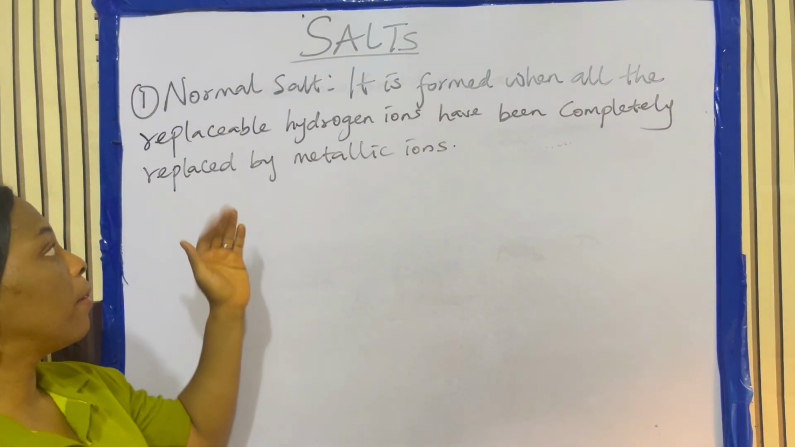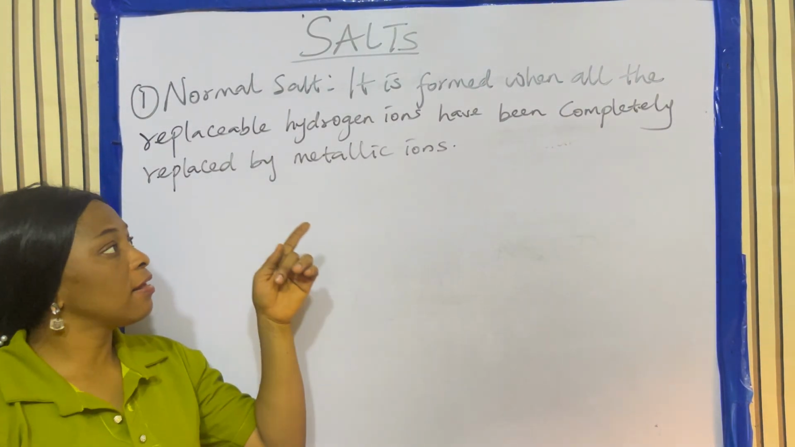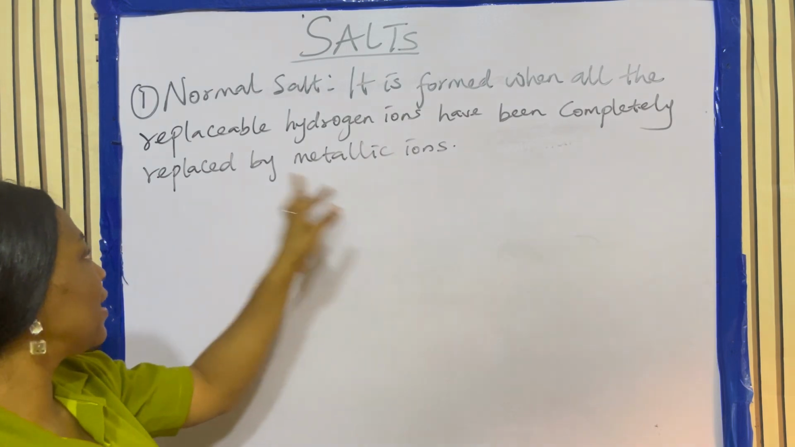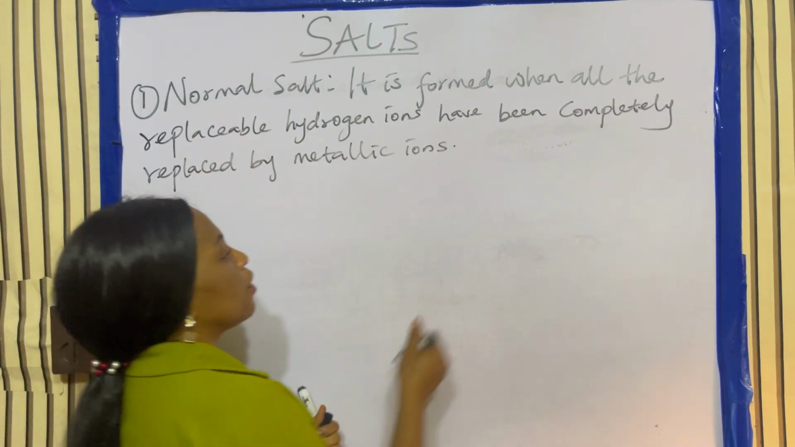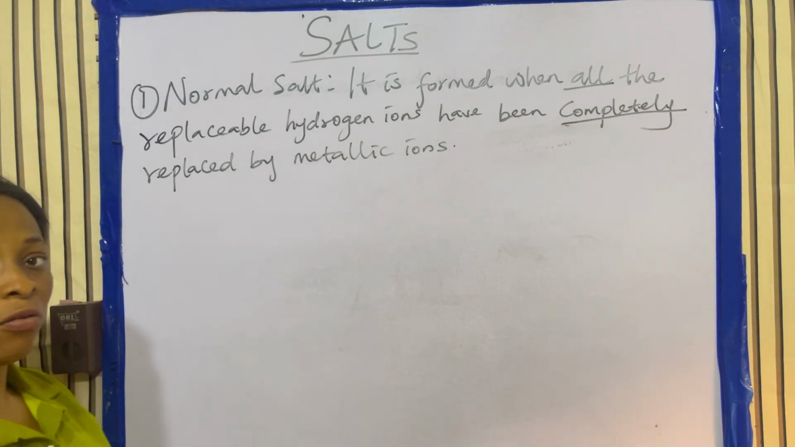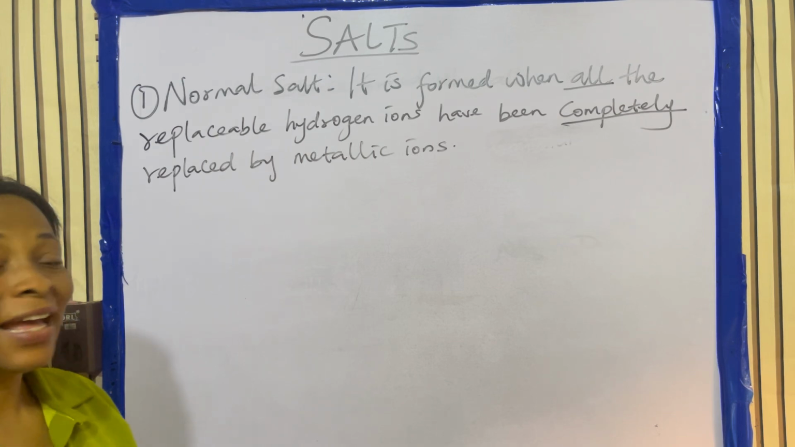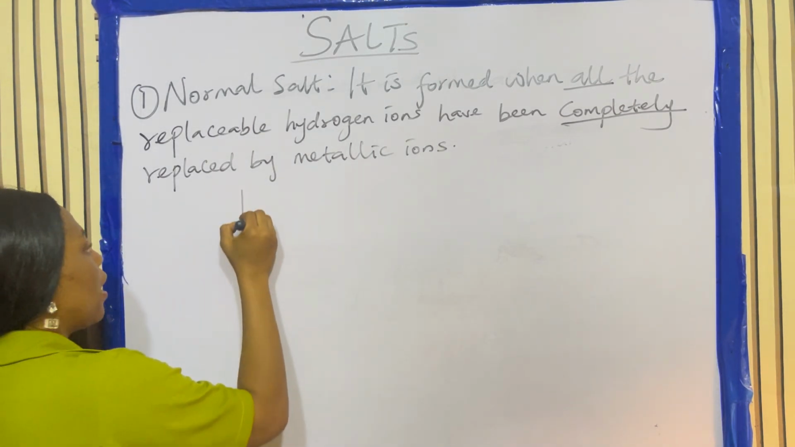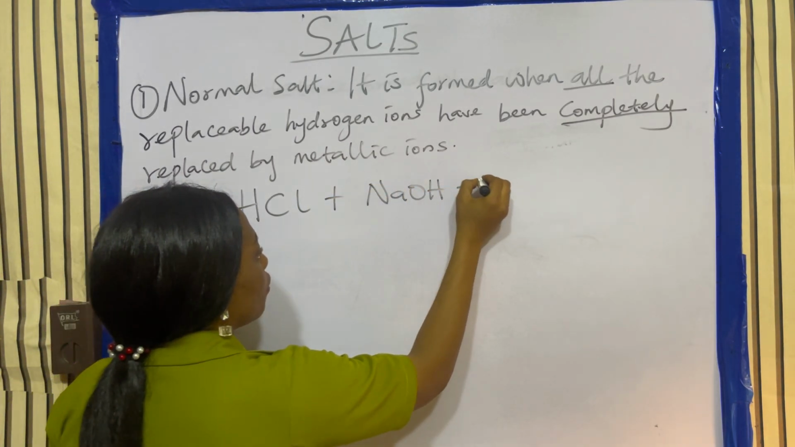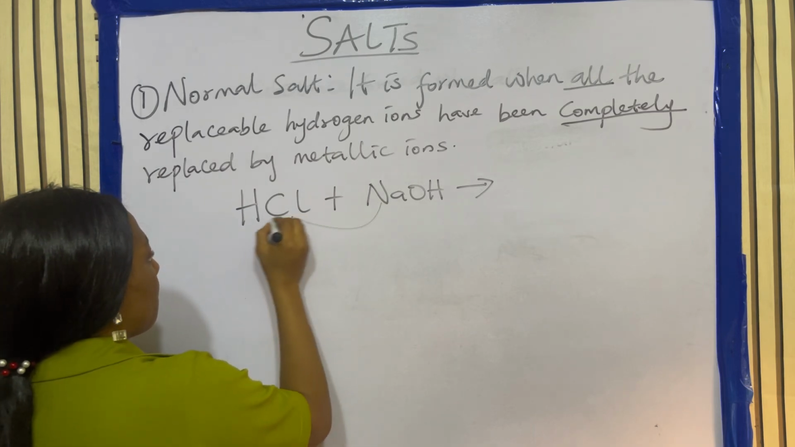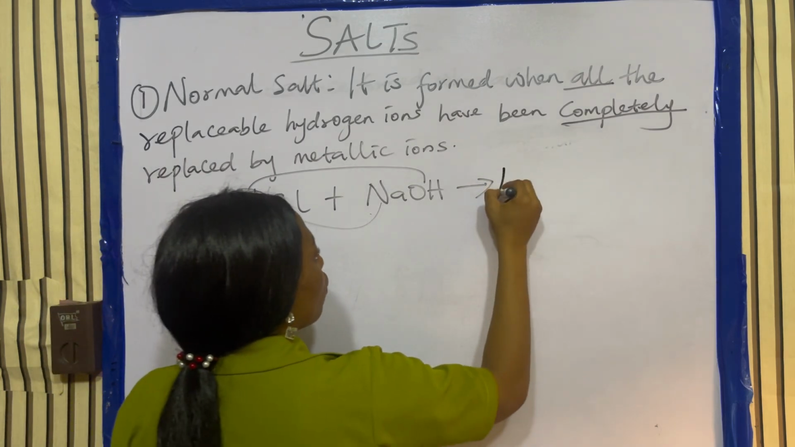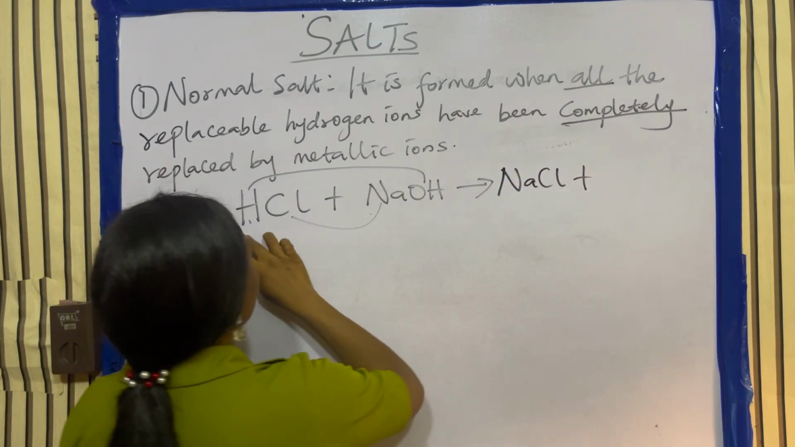Okay, so let's look at normal salt. Normal salt is a salt formed when all the replaceable hydrogen ions have been completely replaced by metallic ions. Not partially, completely replaced by metallic ions. Example, if you have hydrogen chloride reacting with sodium hydroxide, you will discover that you have sodium chloride plus water.